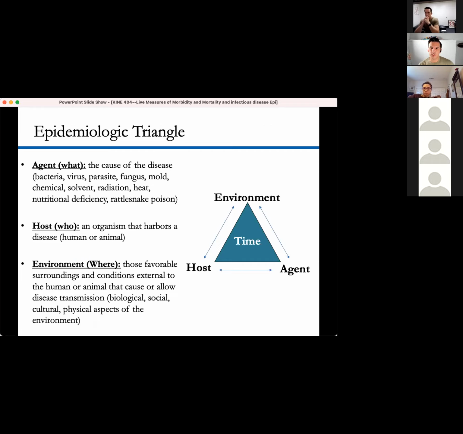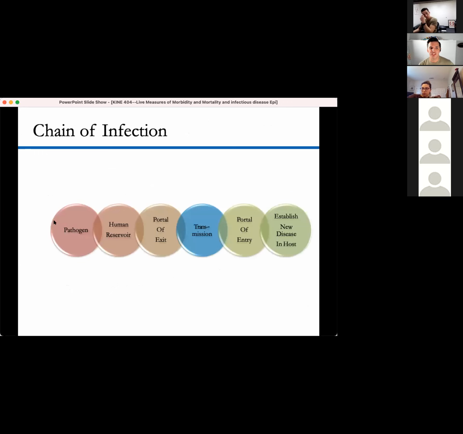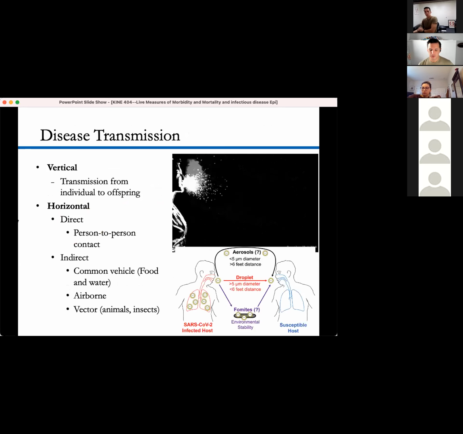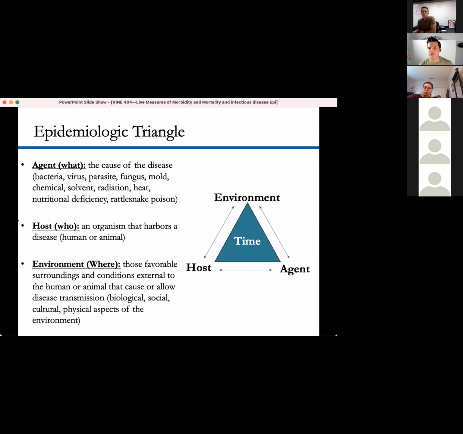But a couple of things that I want you all to make sure that you are looking through on the recorded lectures is there's talk about the epidemiologic triangle and the chain of infection. These are two things that we use in infectious disease to understand how disease spreads from a host or a person, the who of it, who has the disease, through the environment and what that disease causing agent is.